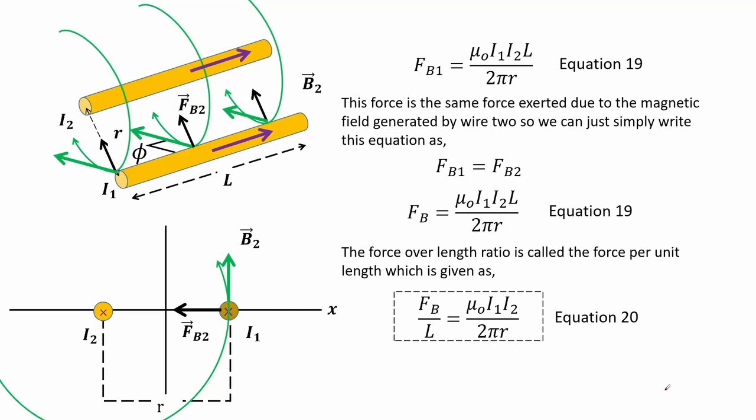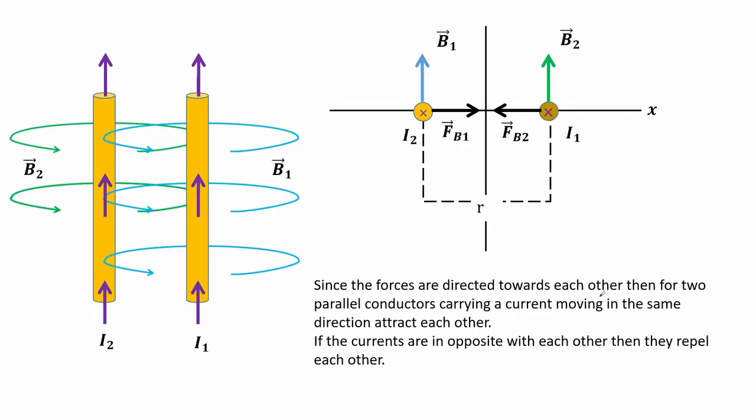This force is just the same amount of force when it is now with respect to the second wire exerting a field to wire 1. So we can just write a general expression for two wires that are parallel with each other as shown in equation 19. The ratio of the force over the length is known as the force per unit length, and it is given in equation 20. Since the forces are directed towards each other, two parallel conductors carrying currents moving in the same direction attract each other. If the currents are in opposition with each other, then they repel each other.